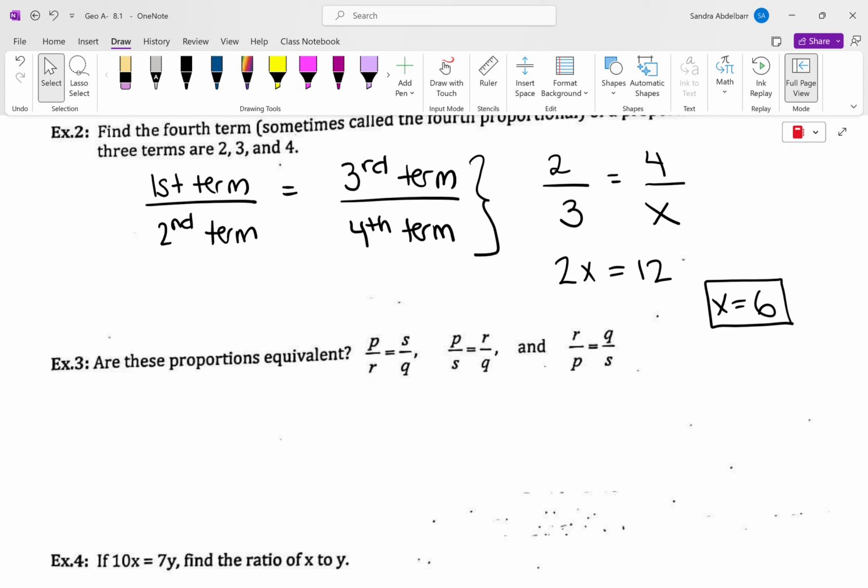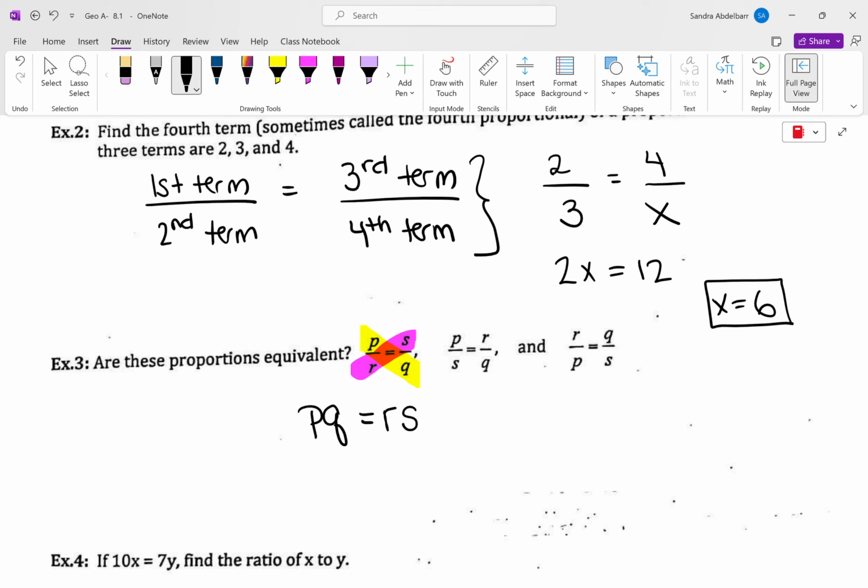All right, next one. Are these proportions equivalent? The way we're going to check this, remember I told you, if you cross multiply and the left side equals the right side, then it's equal. If you cross multiply and the left side does not equal the right side, it is not equal. So let's go ahead and do that. Oh, I'm sorry. We want to make sure that everything looks the same once we cross multiply.